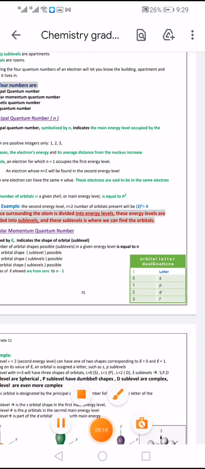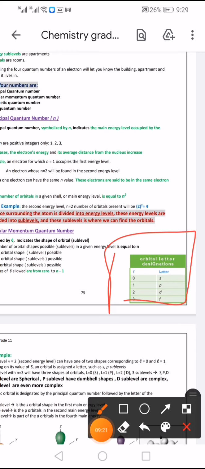The value 0 is symbolized by S. Look at this table, it's very important. When L equals 0, this means S sublevel. When L equals 1, this means P sublevel. When L equals 2, D sublevel. When L equals 3, F sublevel.